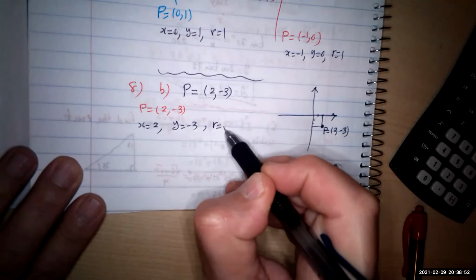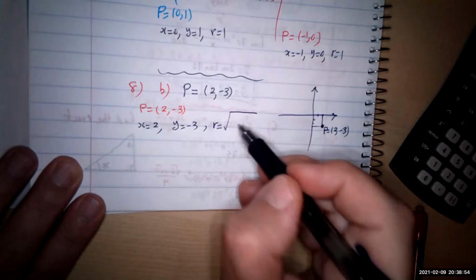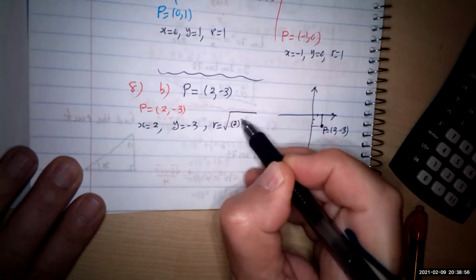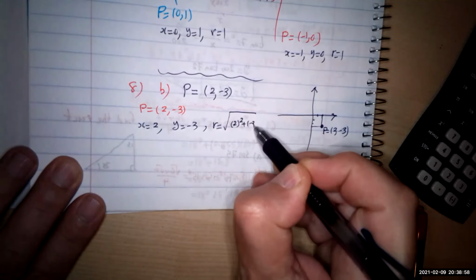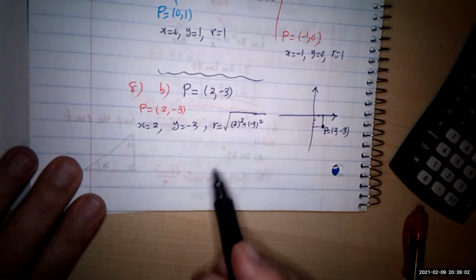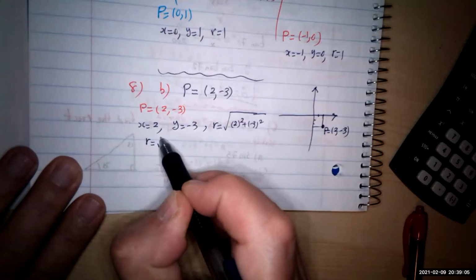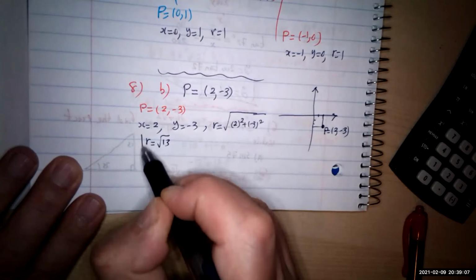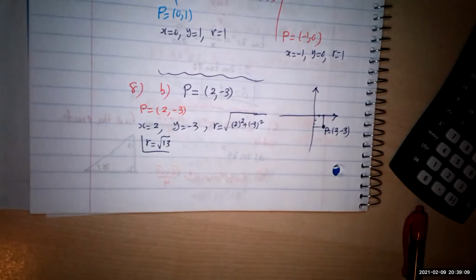R is the square root of 2 squared plus -3 squared, which is 4 and 9, 13. So that's R. Now we start writing those 6 trigonometric functions.